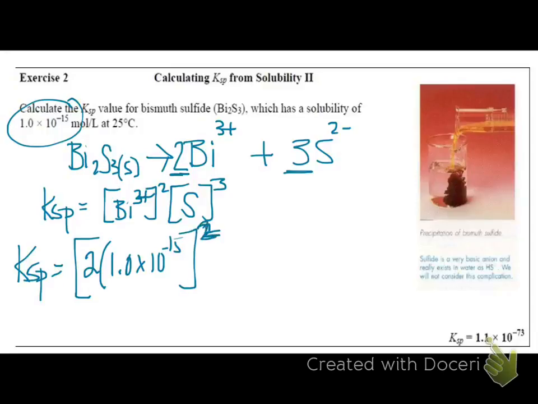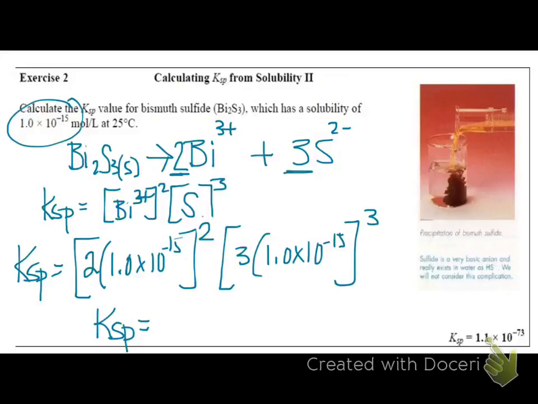raised to the 2nd power. That's pretty messy. Let's do that again. And then 3 times 1.0 times 10 to the negative 15 raised to the 3rd power. And then when we do all that math in our handy-dandy calculators, we should get 1.1 times 10 to the negative 73. Okay? So that very negative exponent is going to tell you that this is so marginally soluble. When you have a really, really high negative exponent, that means it's barely going to have anything dissolved into the solution.